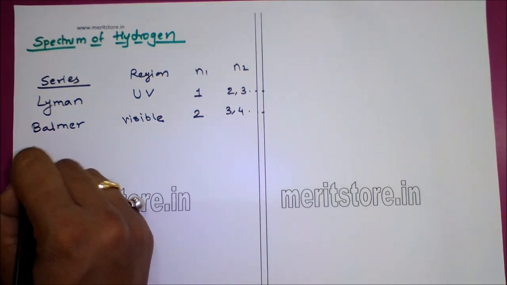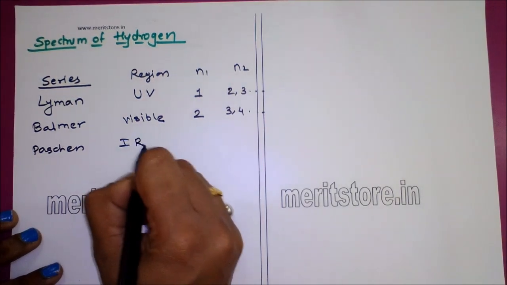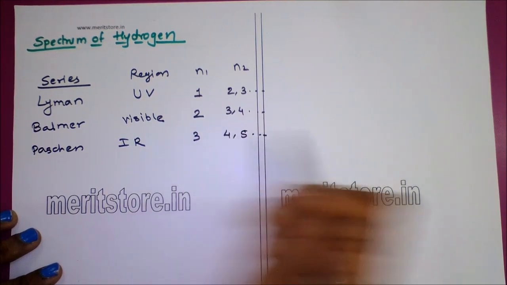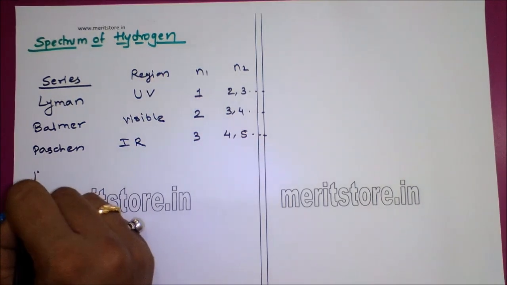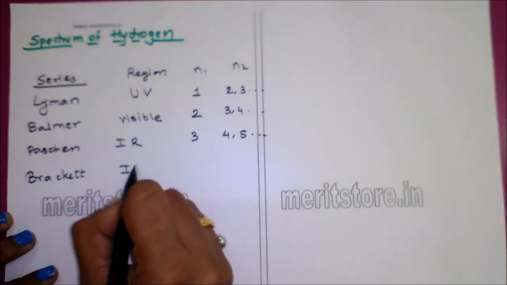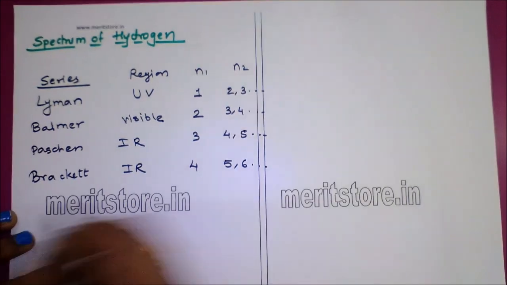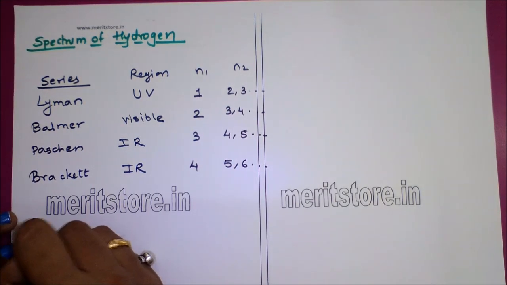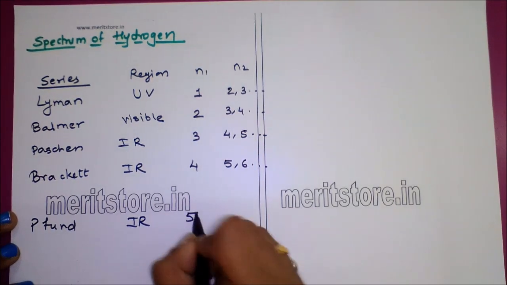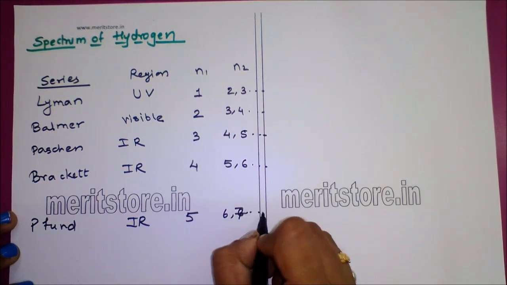The next series is the Paschen series, which is observed in the IR. Ground state is 3, so 4, 5 onwards is the n2. Next is the Brackett series. This is also IR. n1 is 4 and n2 is 5, 6 onwards. And the last one we have is Pfund, which is also IR. n1 is 5 and n2 is 6, 7 onwards.